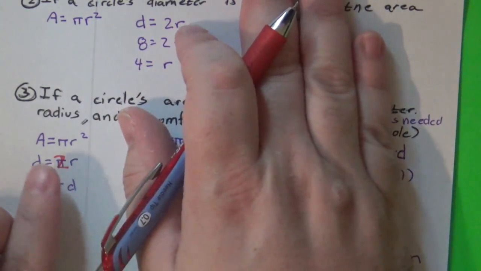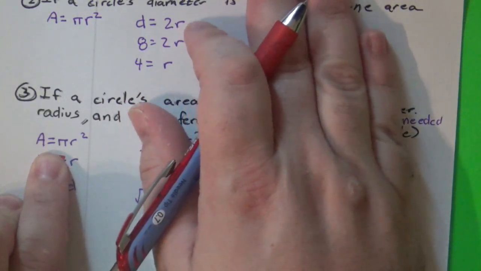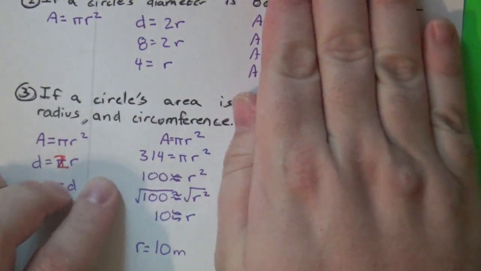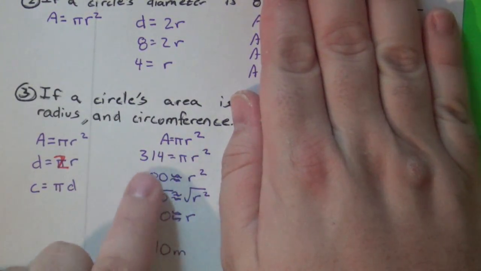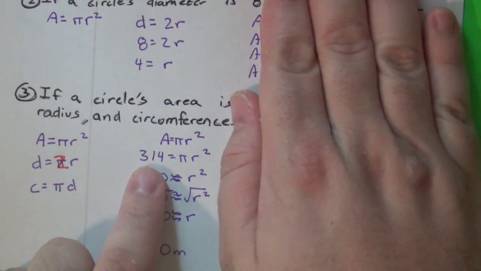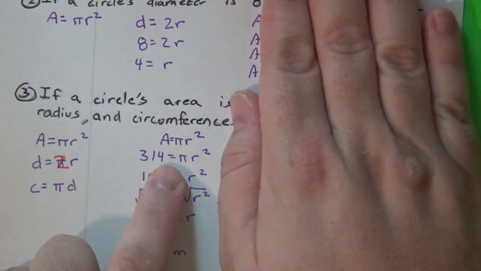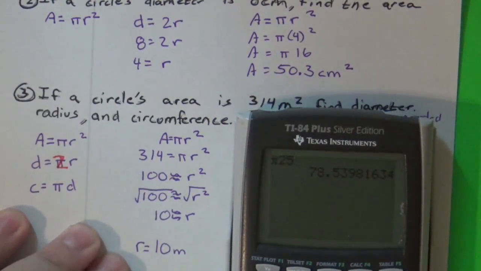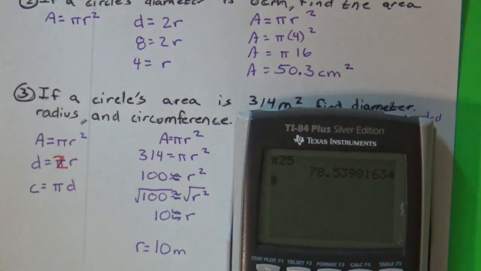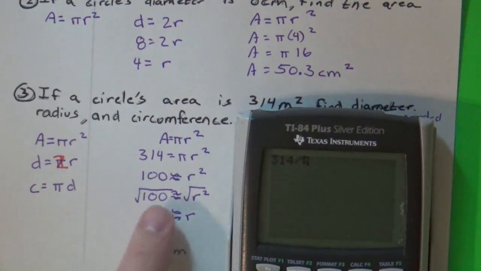All right. So let's work with this equation first. So this is what we have. I have area is equal to pi r squared. I plug in my area, which is 314. So 314 is equal to pi times r squared. So what did I do? I went and used the pi key. I said 314, and I divided by pi.